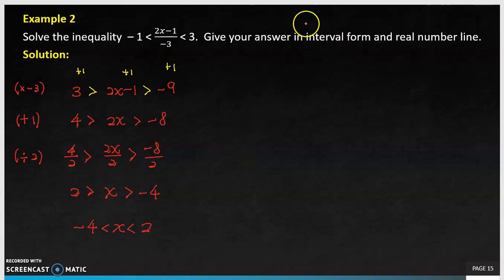So finally, I have to give the answer in interval form and on the real number line. So our interval form: -4 is not included, so it is a round bracket, and a round bracket until 2. 2 is also not included.